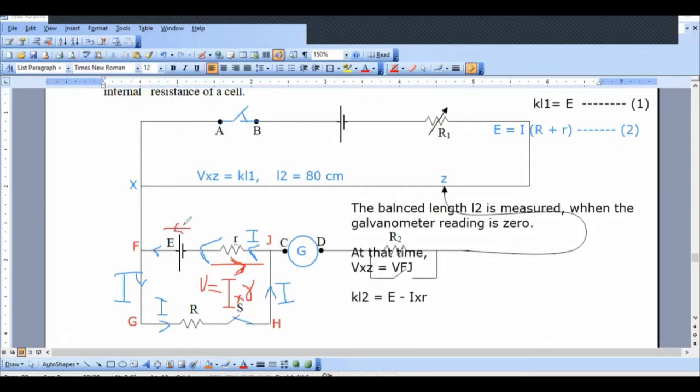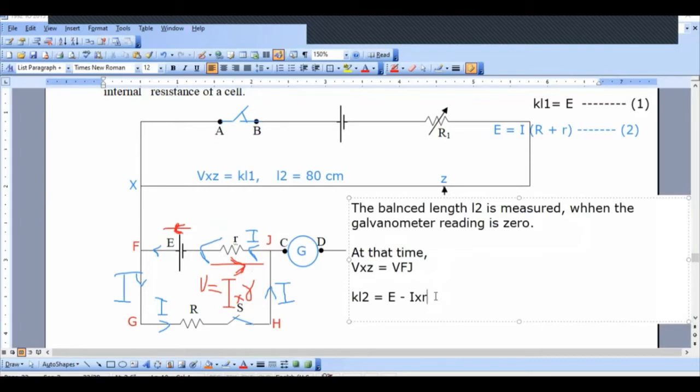Can you understand that? So this is one of the methods to obtain it. The potential difference between F and J is E volt from the J to F direction, and IR voltage from the F to J direction. Therefore, the resultant potential difference is E minus I into R. If you are not clear, please ask. So that's what I have written. The balanced length L2 is measured when the galvanometer reading is 0. At that time, Vxz equals Vfj. Vxz is KL2, Vfj is E minus IR. Got it?